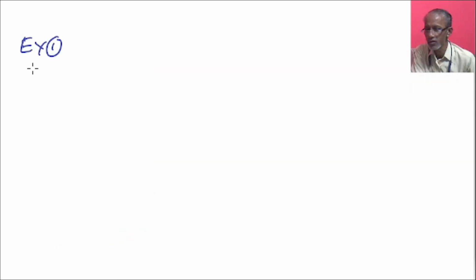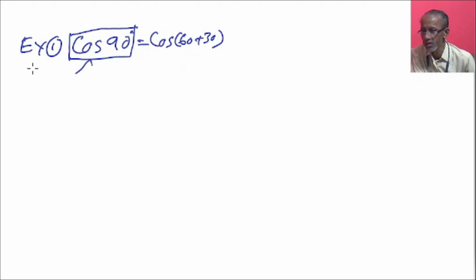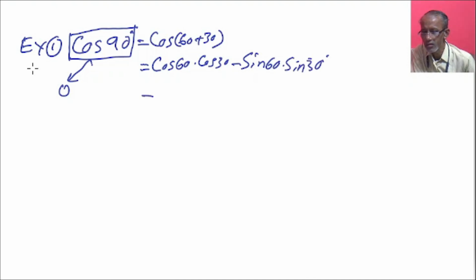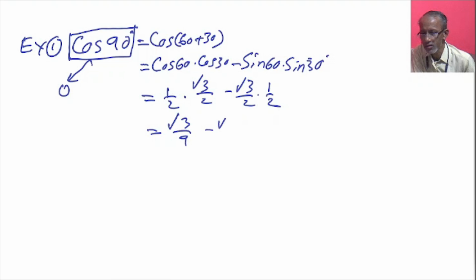Now we will take some examples to see whether it works or not. Cos of 90 degrees can be written as cos of 60 degrees plus 30 degrees. Cos of 90 degrees is 0. And by the formula, it has to be equal to cos of 60 degrees into cos of 30 degrees minus sin of 60 degrees into sin of 30 degrees. That will be equal to cos 60 is half, root 3 by 2, minus root 3 by 2, sin 30 is half, which is equal to root 3 by 4 minus root 3 by 4, which is equal to 0.